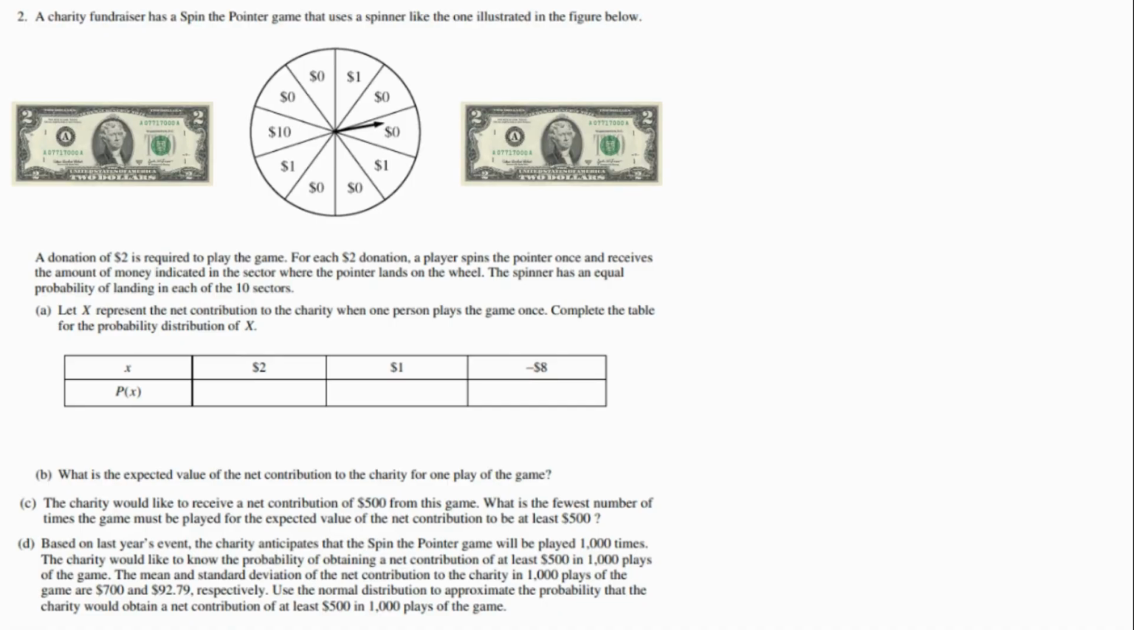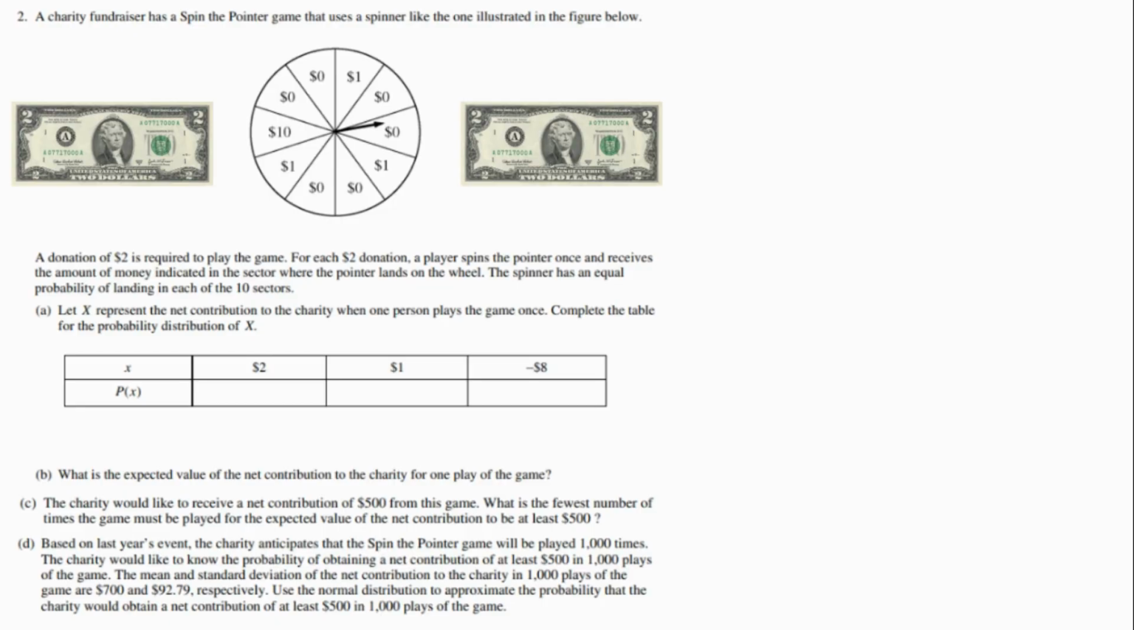For Part A, we're going to let X be the net contribution to charity when one person plays the game one time. Complete the table for the probability distribution of X. All right, so part of the table is filled out. See if you can fill out the rest. Pause the video, try it, and unpause when you want to check your answer.